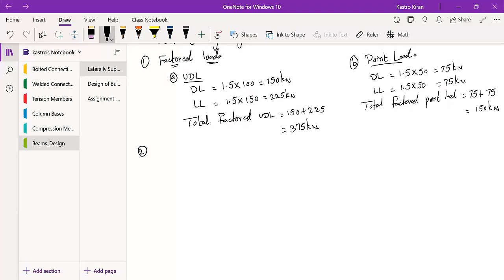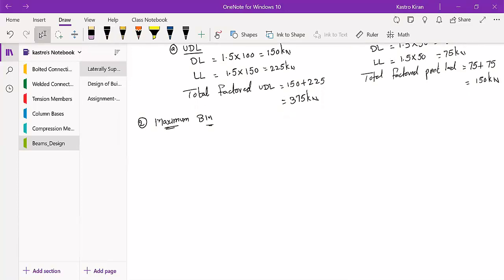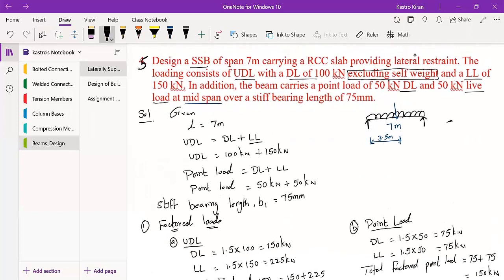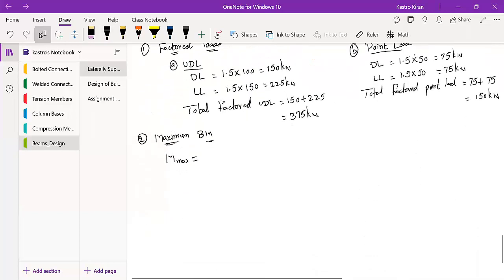And in the next step, let's only calculate the maximum bending moment. Let's not worry about the shear force now. So how do you calculate the maximum bending moment? It is very simple: your beam is a combination of UDL load as well as point load, as you can see in this figure. So I am writing the maximum bending moment formula for UDL load as well as for the point load. It will be WL square by 8.